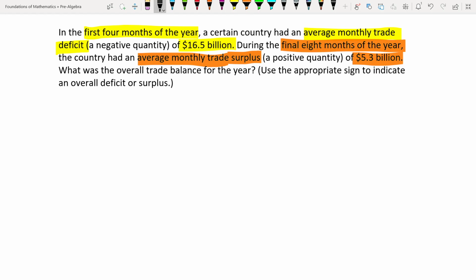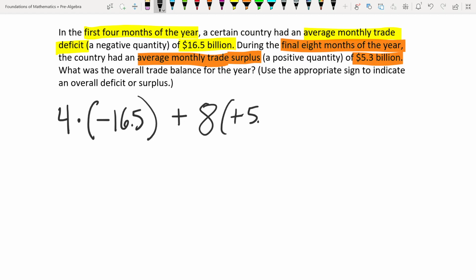So if for the first 4 months we had an average deficit, that's going to be a negative 16.5 billion. So this 16.5 isn't just $16.5, it's $16.5 billion. So our answer in the end is going to be in billions of dollars, not just dollars. And then we're going to add this to an 8-month average monthly surplus, so positive, of $5.3 billion. The total balance is going to be the addition of these two things together.